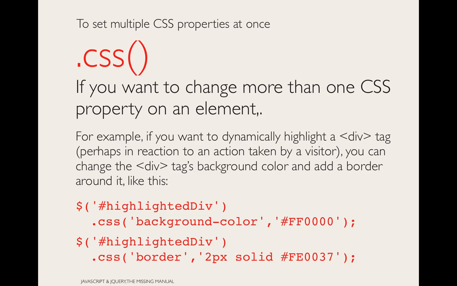Now, say you want to set more than one CSS property on an element at once. Not uncommon. Typically what I do is I would add or remove a class at this point, but you can do individual properties. If you think about it, it's going to add these properties in line to your HTML. So it is better to use classes. But in case you need to do this, you would just do it one at a time, like it says here. You have a highlighted div that's an ID, and you're just changing the background color and adding a border. You can do them one at a time, nothing wrong with it.